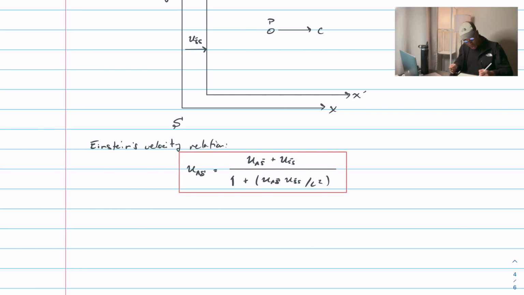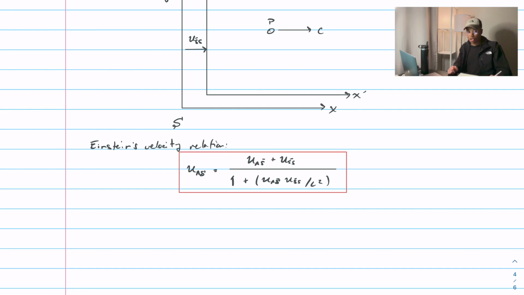Again, we have the velocity of a point A in reference frame S, the fixed reference frame or the ground observer, is equal to the velocity of the object in the moving reference frame S bar plus the velocity of the moving reference frame with respect to the ground observer. So think about that train example. And then in the denominator, we have 1 plus the velocity of object A in the moving reference frame multiplied by the velocity of the moving reference frame with respect to the fixed reference frame, over c squared.